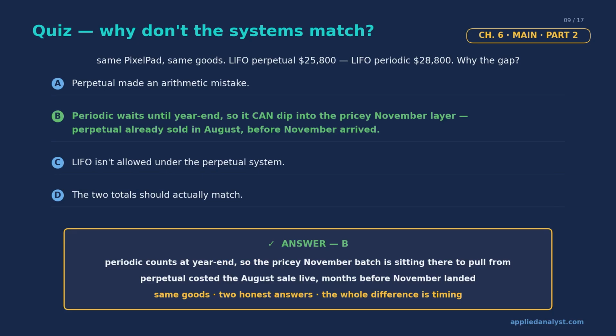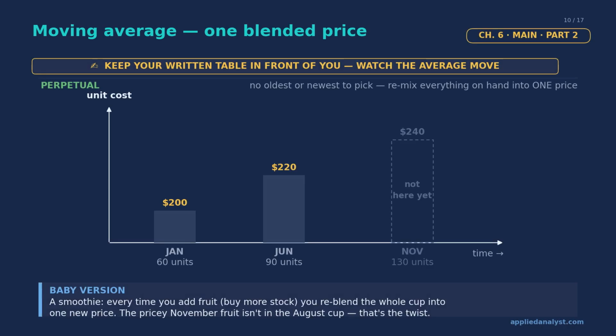Let's build it. Third method, the moving average, and it is the friendliest of the three because there is no oldest or newest to pick. You just blend. Grab the running table you wrote on your paper or your iPad and keep it in front of you. The idea is simple. Every time a new purchase lands, you remix everything on hand into one price.